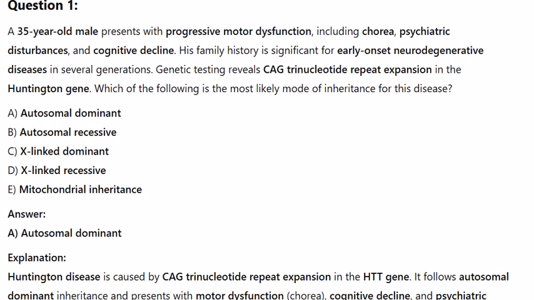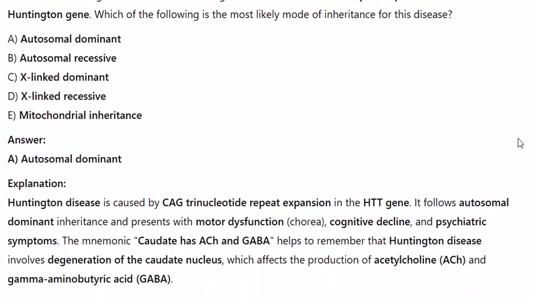Which of the following is the most likely mode of inheritance for this disease? A. Autosomal dominant, B. Autosomal recessive, C. X-linked dominant, D. X-linked recessive, E. Mitochondrial inheritance. Answer: autosomal dominant.